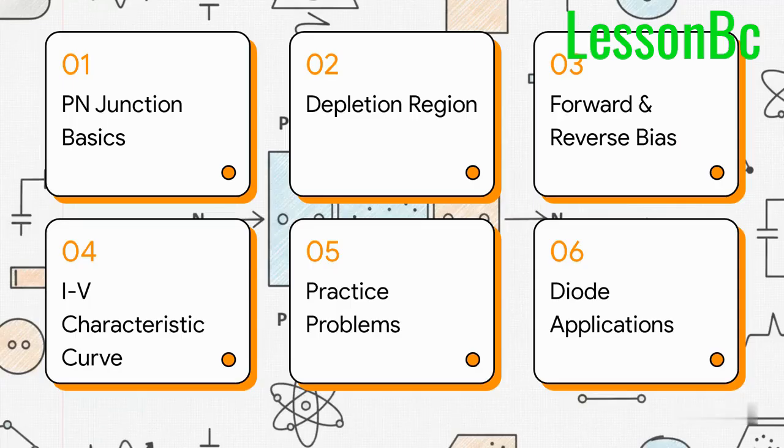Here is our agenda for today. First, the PN junction basics. Second, depletion region and barrier. Third, forward and reverse bias. Fourth, the IV characteristic curve. Fifth, solved and practice problems. And finally, real-world diode applications.